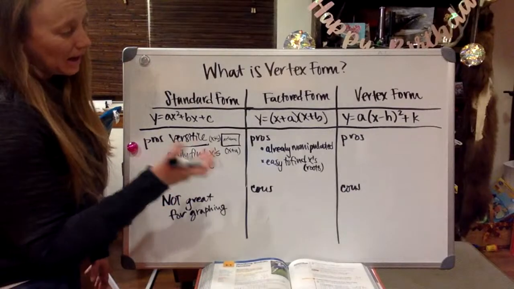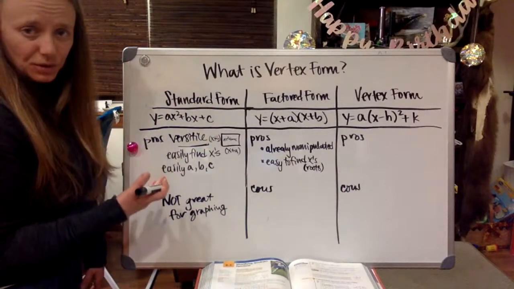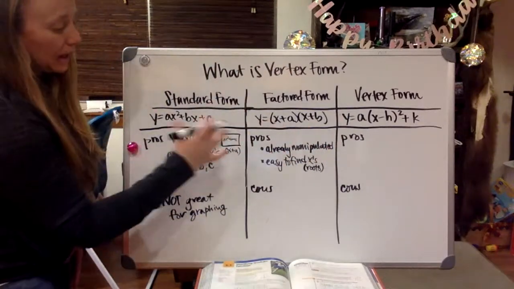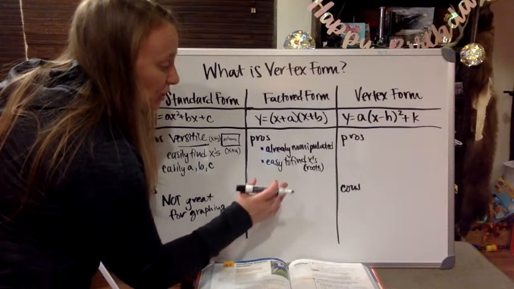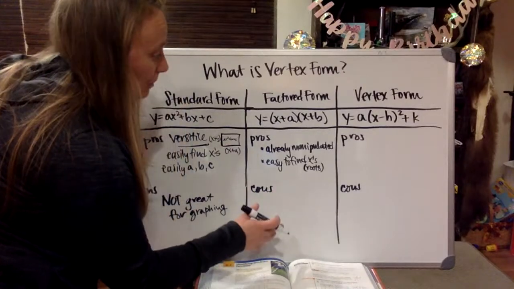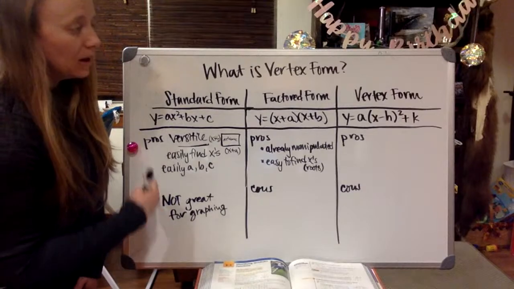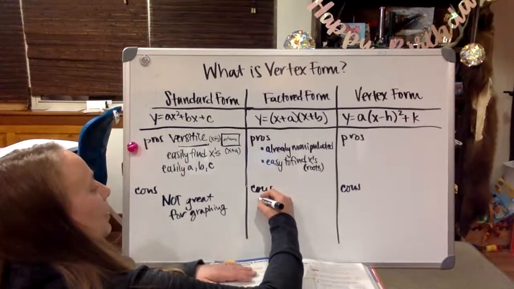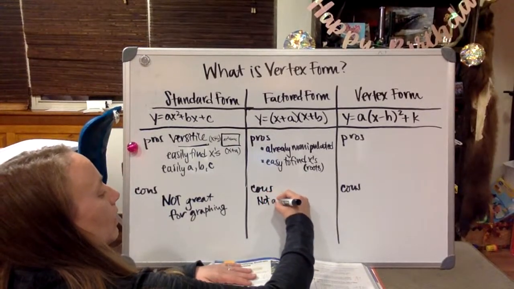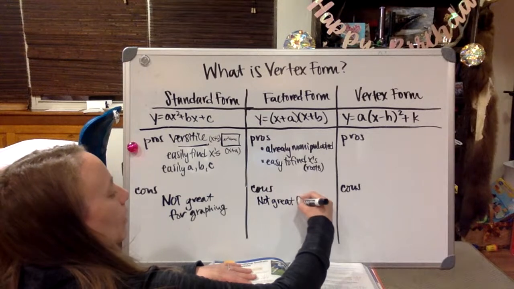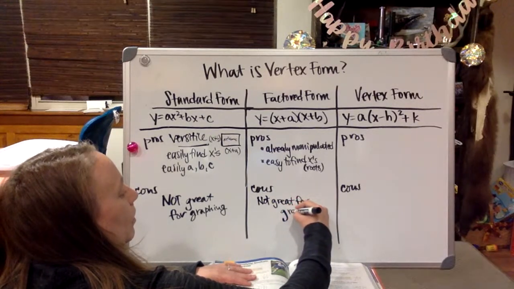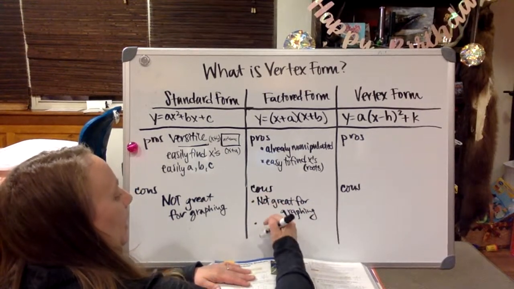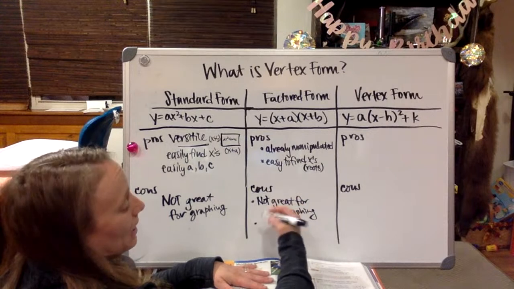Some cons: to get it back into standard form, we have to do a bit of work. To get it into what's called vertex form, we have to do a lot of work. So we have to do quite a bit to be able to use the quadratic equation, or to do any sort of graphing. So cons, it's not great for graphing, and you have to manipulate it to do anything.